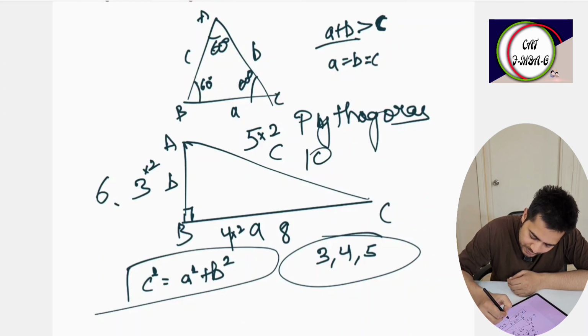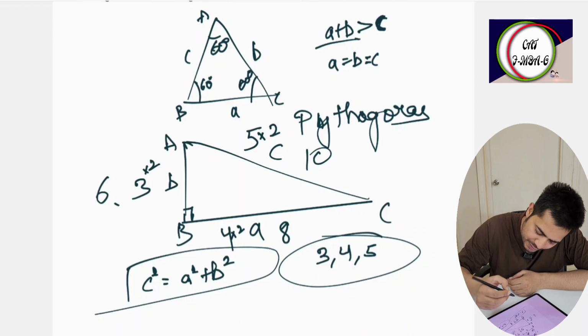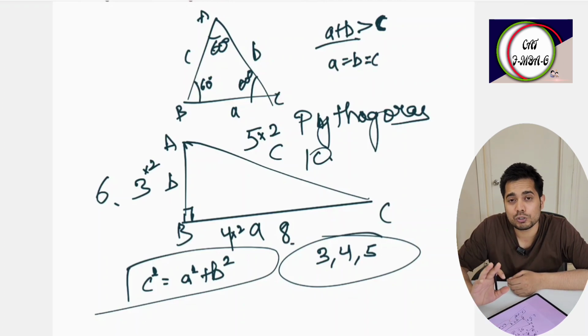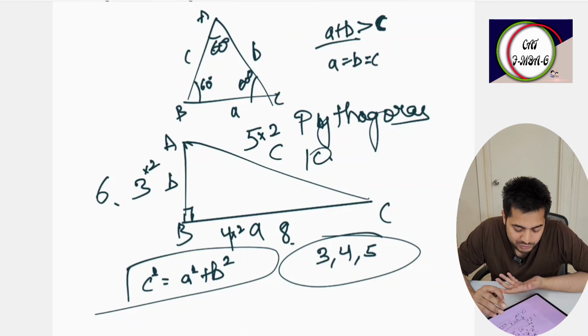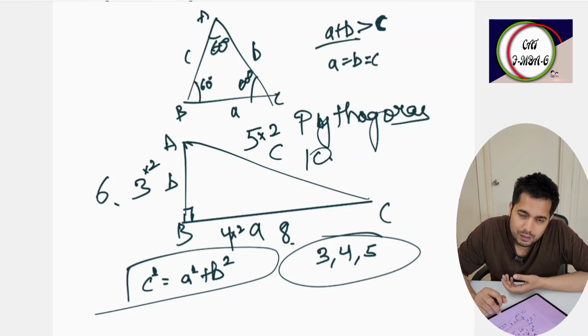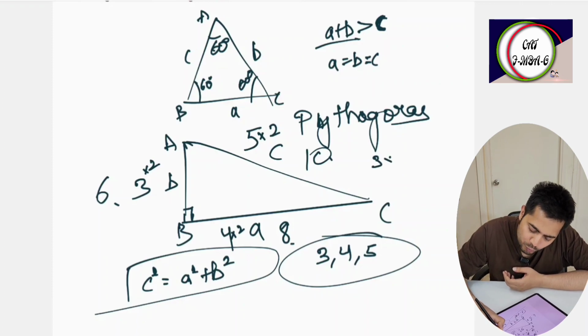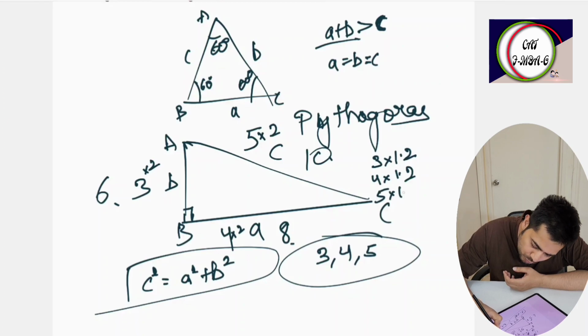So 6, 8 and 10. This is also going to be a Pythagorean triplet, and this is also going to be a right angle triangle. It need not be an integer. It can be 3 into 1.2, 4 into 1.2 and 5 into 1.2.